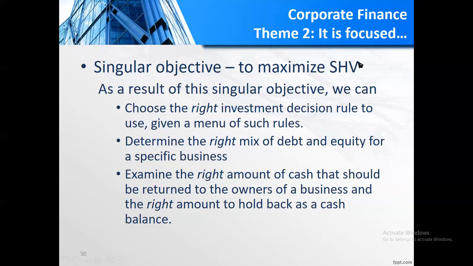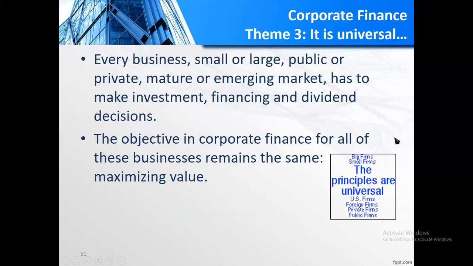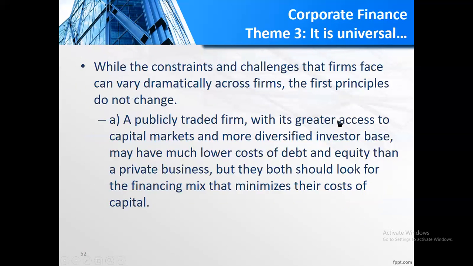So it's focused, and lastly, it's universal. Ano ibig sabihin ng universal? Anong klase man business, small, large, public, private, mature, or emerging market, the objectives will still be the same, to maximize value. Now there might be differences. For example, a publicly traded firm may have more access to capital markets compared to a private business. But still, ang objective nila, dapat yung financing mix nila should be the one that minimizes cost of capital or the one that maximizes shareholder value.